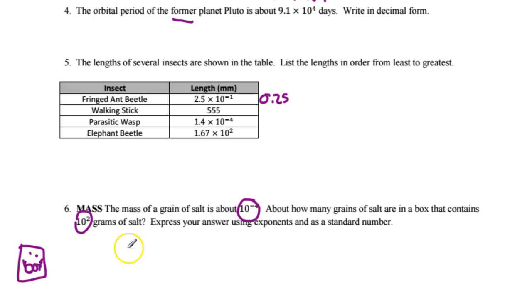So the box contains 10 to the second power, and the mass of a grain of salt is 10 to the negative 4, so you're going to divide by 10 to the negative 4. You're going to get some funky number here. You got to be careful. It's a negative on the bottom, so when you're dividing these, be careful. And this is going to be 10 to the something power, right? Don't put a question mark. When you do it, write the real answer.